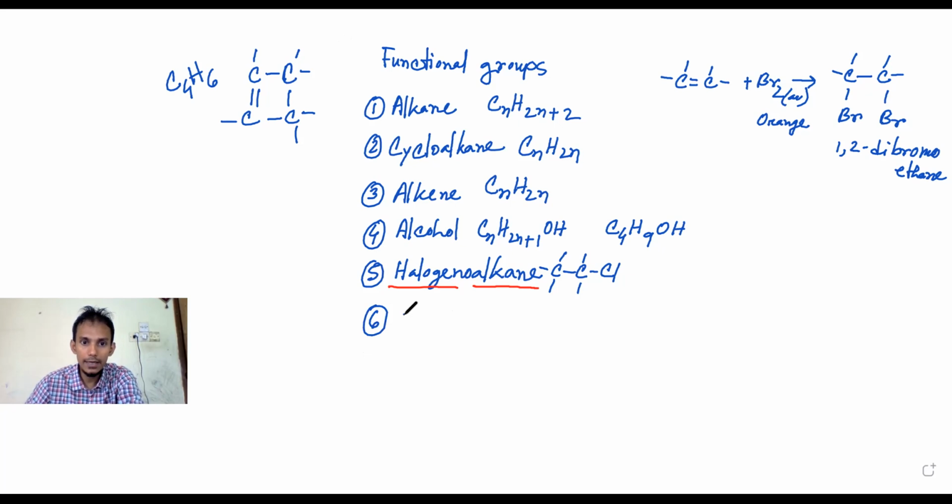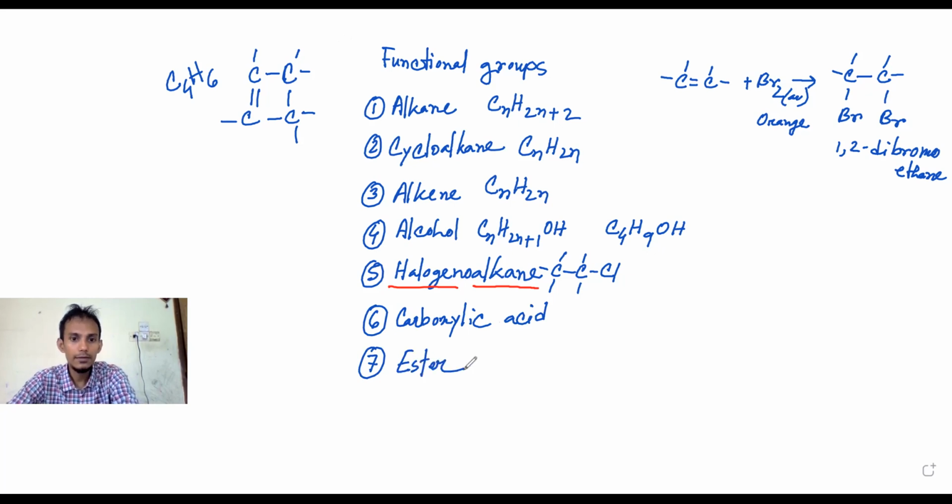Number 6. Then we have studied carboxylic acid. Then number 7 we have studied ester. Right? And also we have a task regarding amines. Amine, if you can remember, diamine, 1,6-diaminohexane, we have said. And in formation of polyester, condensation polymerization, we have discussed amine, if you can remember.